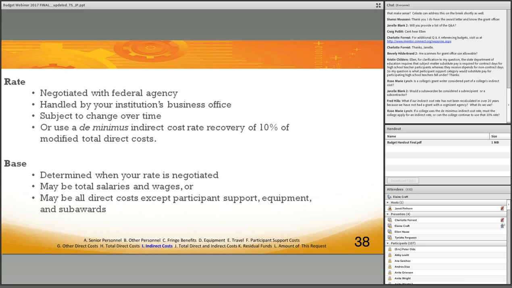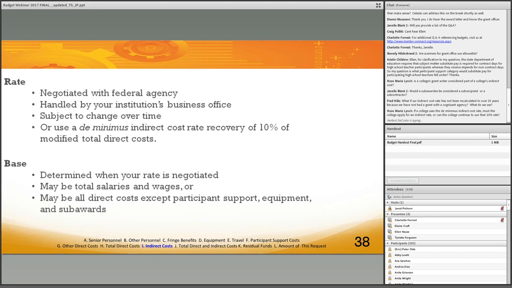Institutions may have more than one federally negotiated indirect cost rate. For example, it is not uncommon to have an on-campus rate and an off-campus rate. The off-campus rate is typically considerably lower. What is important to understand about this is that NSF leaves it up to the college to choose which of their federally negotiated indirect cost rates it will use on a proposal. For this reason, you may have access to a lower indirect cost rate.